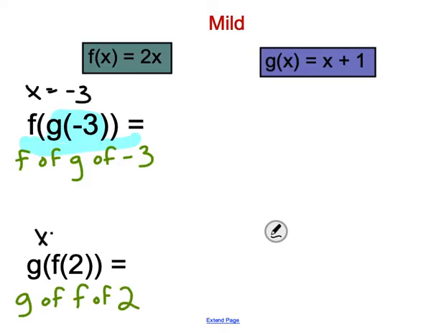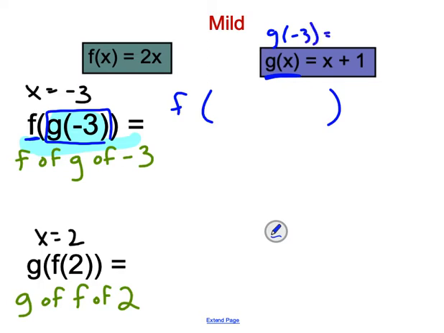So in the second example, x will equal 2. And then if we work inside out, starting with g of -3, what it's telling you to do is use the function g of x. But every time you see an x, you put in a -3 instead. So I'm personally going to rewrite this. I'm going to put f with big parentheses so I don't forget that this guy is out there. But now in the parentheses, I'm going to evaluate what g of -3 is. Every time I see an x, I replace it with a -3. So if I simplify that a little bit, I get f of -2, because -3 plus 1 is -2.